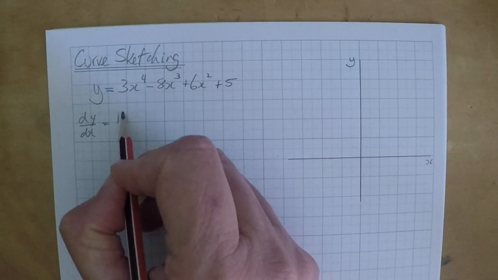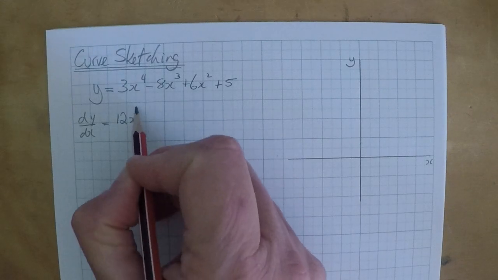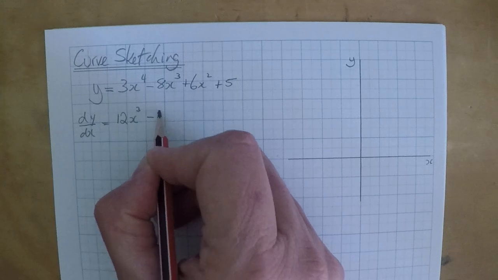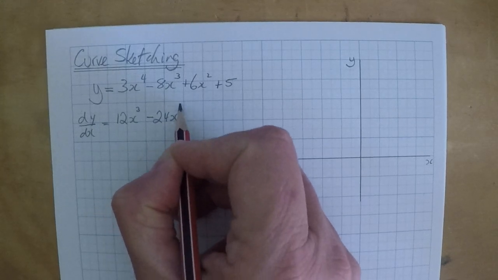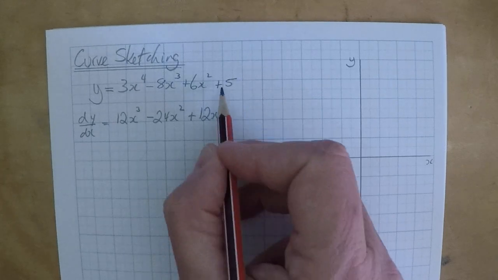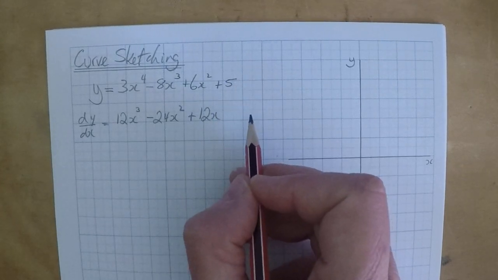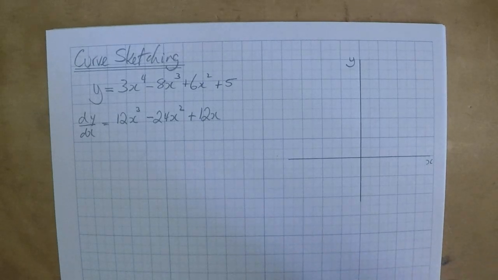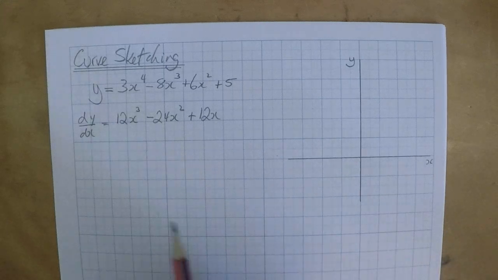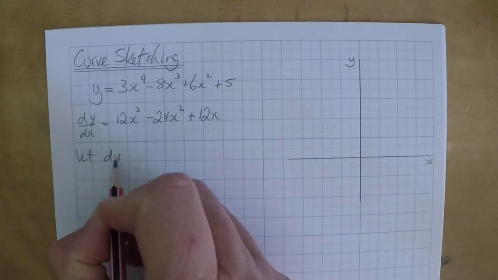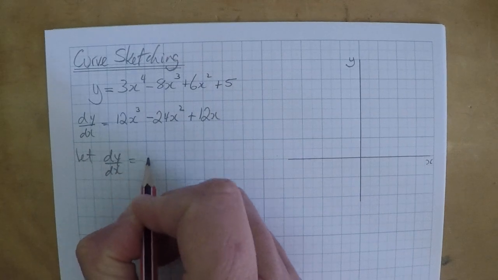3 fours are 12 and the index drops to become cubed. 3 times negative 8 is minus 24x squared plus 12x, and the derivative of the constant is nothing. Now when the stationary points occur, the graph levels out, it flattens off, which means the gradient is 0. So we let dy/dx equals 0.